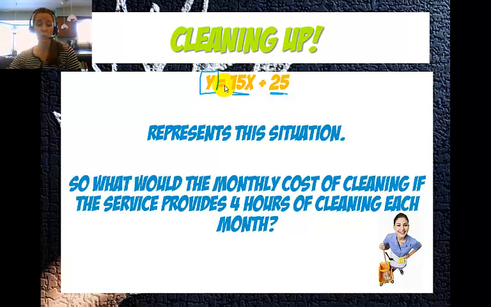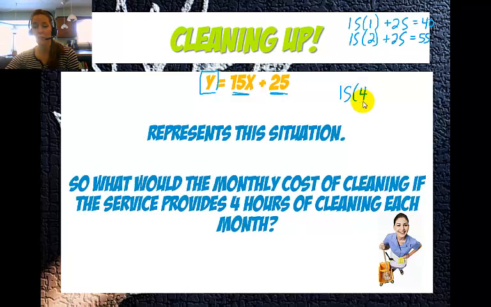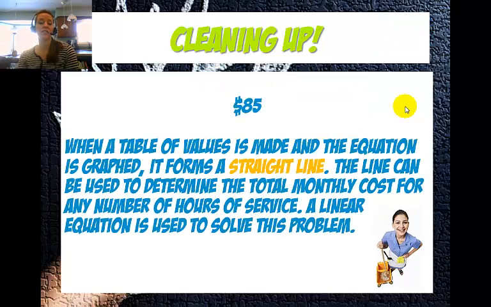Okay, so the question is, what would the monthly cost of the cleaning service be if we're doing 4 hours? Well, if we did 15 times 1 hour, that would be $40, right? If we did 2 hours of cleaning, we changed our input, our output would have a different result, right? 15 times 2 is 30 plus 25 is 55. If we did 4 hours like they're asking, well, $15 times 4 hours, let's add 25 to that, and 15 times 4 is 60 plus 25, and our answer is $85. That's how much it would cost.